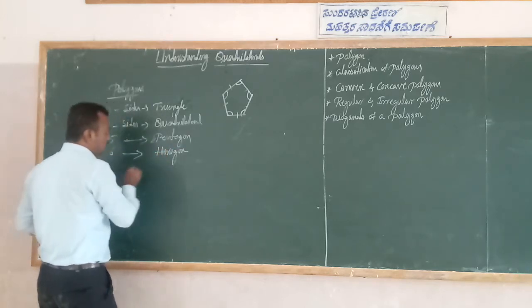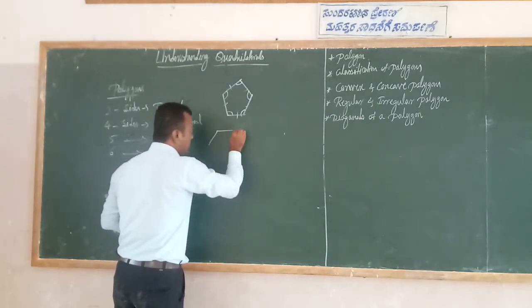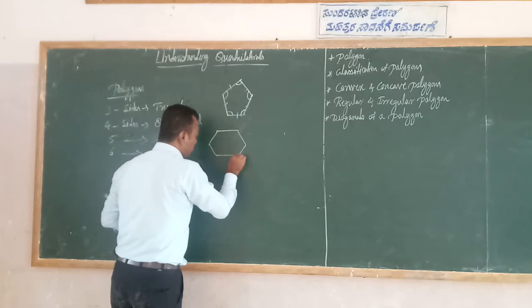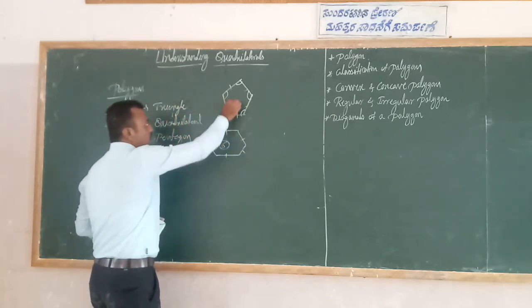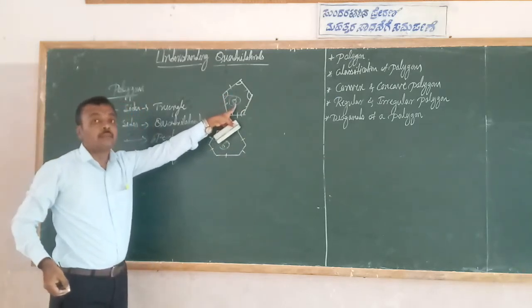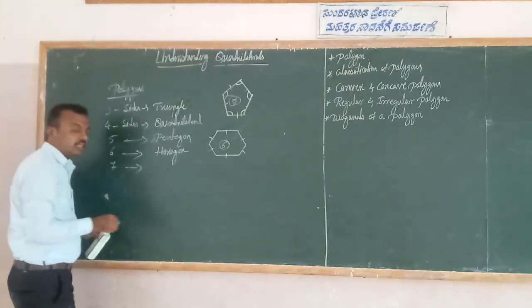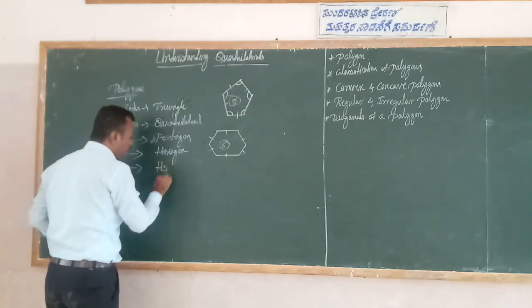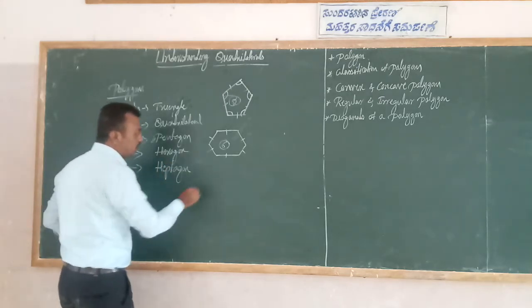Hexagon. Have you written the hexagon? Like this. So this is the hexagon: 1, 2, 3, 4, 5, 6. Six sides are there, and here five sides. Therefore, this is called a hexagon and this is called a pentagon. And then seven sides: a seven-sided polygon we call a heptagon. Seven sides means like this.